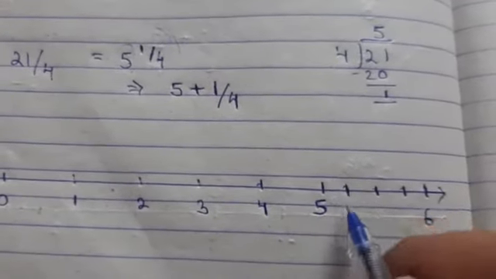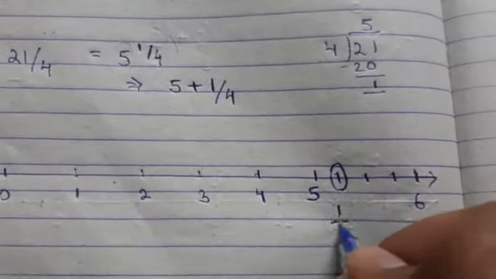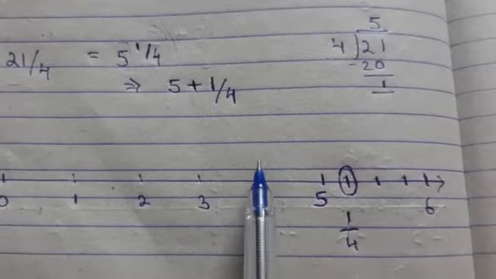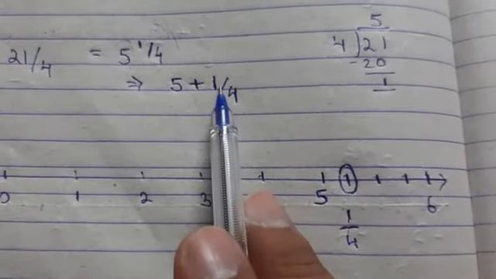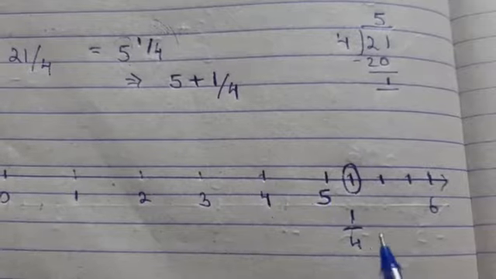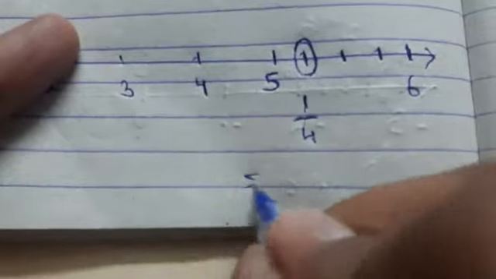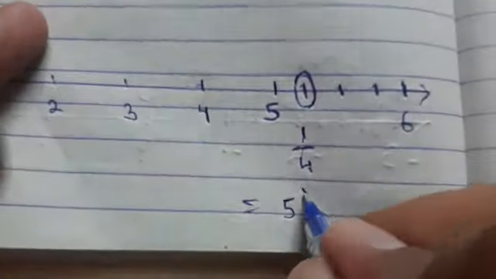Okay, so focus on this one. 5 1 by 4th. That means this is your required fraction, 1 by 4. If it would have been 2 by 4, you would have gone here. If it would have been 3 by 4, you would have gone here. Since in the numerator it's written 1 after 5, this will be your 1 by 4th part. So this is your final answer. Either you can write it 5 plus 1 by 4, or 5 1 by 4, or you can also write it 21 upon 4. So this is how you need to solve this.